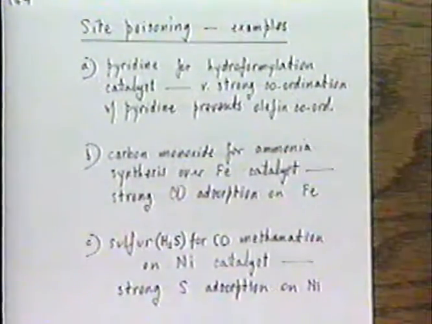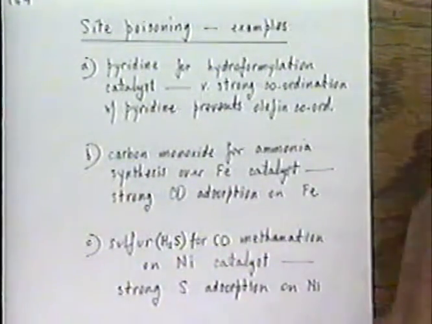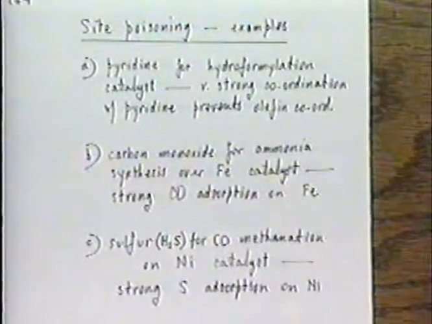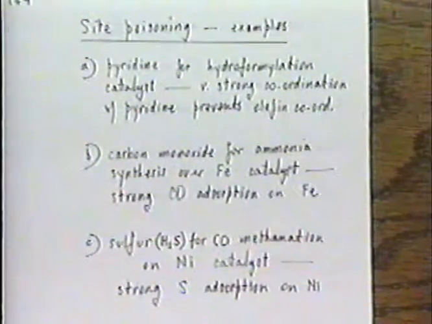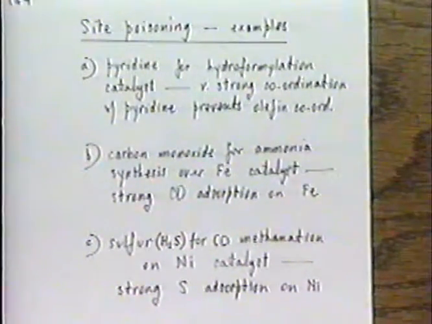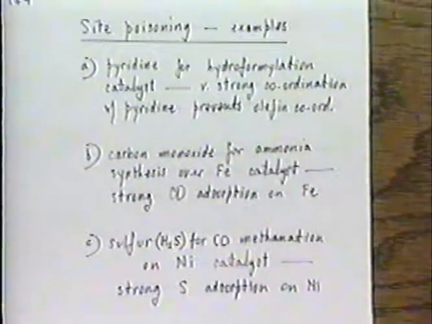We already had one example of that when we were talking about size shape selectivity. I pointed out that an acidic catalyst like HZSM5 can be poisoned by absorbing base molecules such as ammonia or organic amines at the Bronsted sites. That's one of them, but here are some more.